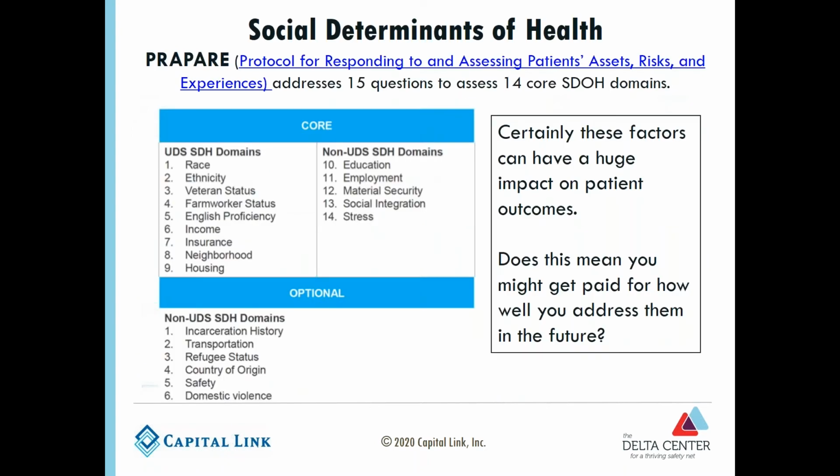Thank you. So the social determinants of health, without reading off the slide, you can see them, the core determinants: race, ethnicity, veteran status, income, insurance, neighborhood. These are all pretty standard things that all of you have seen, I'm sure. The non-core domains: education, employment, material security, social integration, stress, and the optional things. These are all the things that drive that patient's ability to make their patient choices and their determinants of health. Next, Chloe, please.